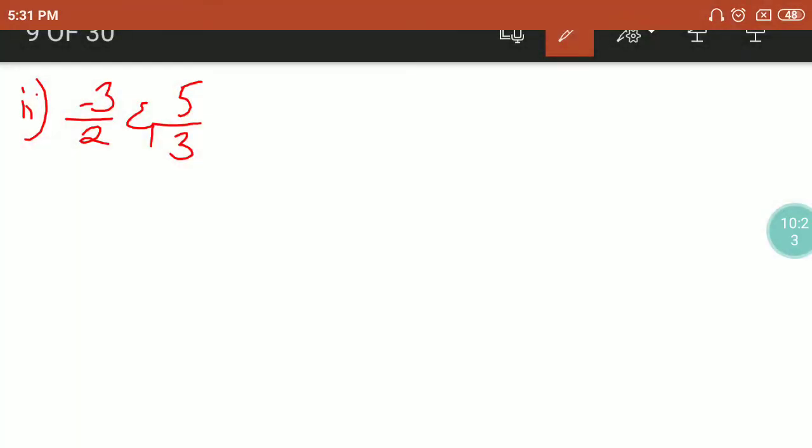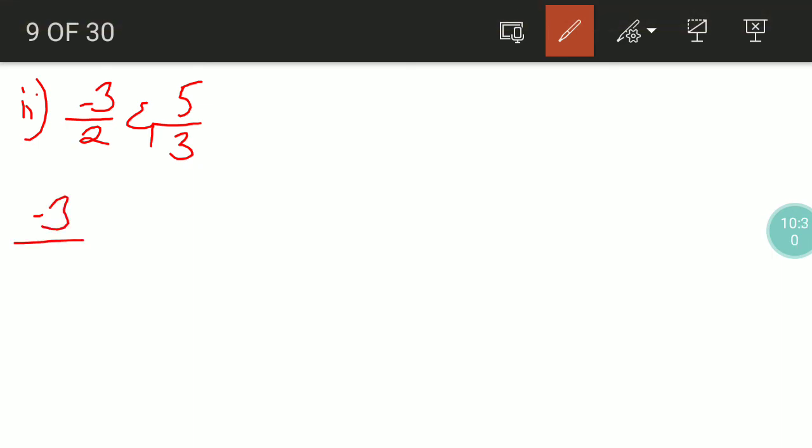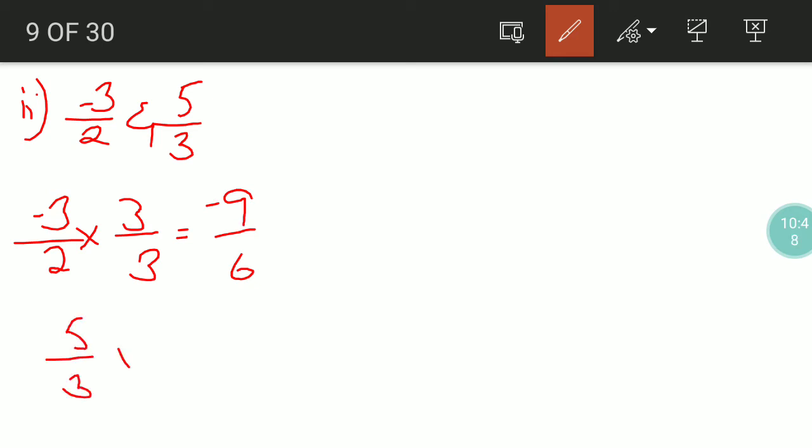So the next question is minus 3 by 2 and 5 by 3. First here also you have to make the denominators the same. Now minus 3 by 2 into, the LCM is 6 here, what makes the denominator 6? Now 2 3s are 6 and the numerator also 3 we are supposed to multiply. So minus 3 into 3 is minus 9. And now 5 by 3 into what makes the denominator 6? 3 2s are 6. So 5 2s are 10.